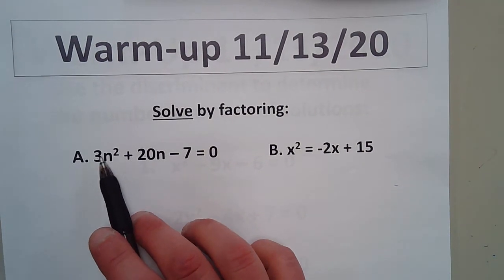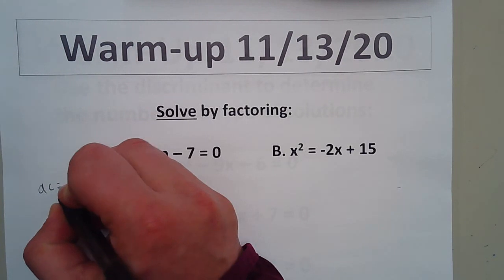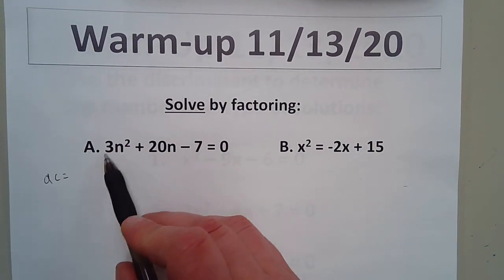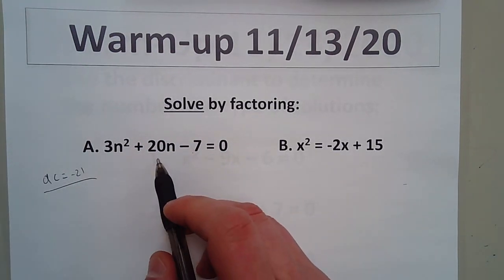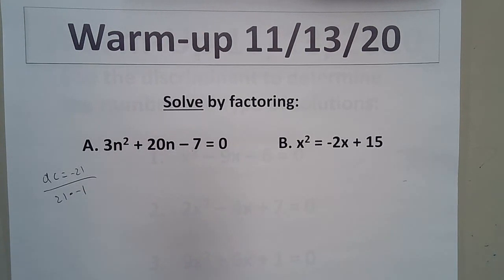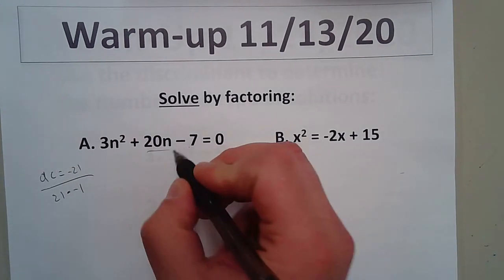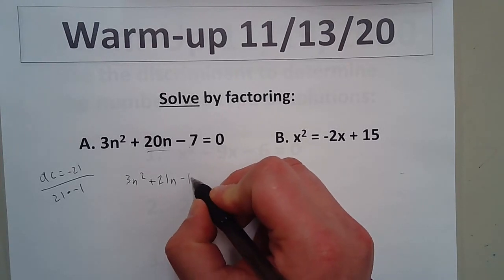A is not 1, but there's no GCF here either, so we're really just going to jump right into AC factoring. So my AC in this case, if I multiply those, is negative 21. And the factors of negative 21 that'll add to 20 are going to have to be 21 and negative 1. So at this point, we can rewrite this middle term like so.